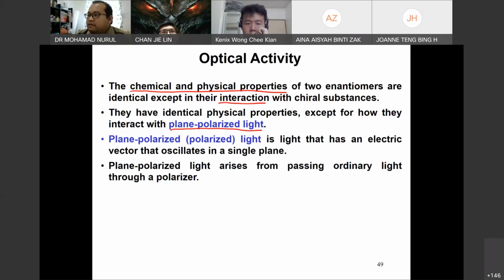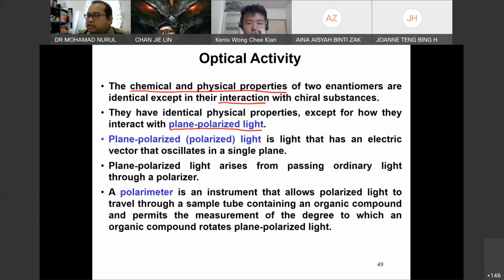Polarized light arises from passing ordinary light through a polarizer, and the polarimeter is an instrument. We have the polarimeter. It is an instrument that allows polarized light to travel through a sample tube containing organic compounds and permits measurement of the degree to which an organic compound rotates polarized light. So we know the compound has an R or S configuration, for example, but we have to measure how many degrees it has rotated. This is a simple instrument, but it helps a lot.